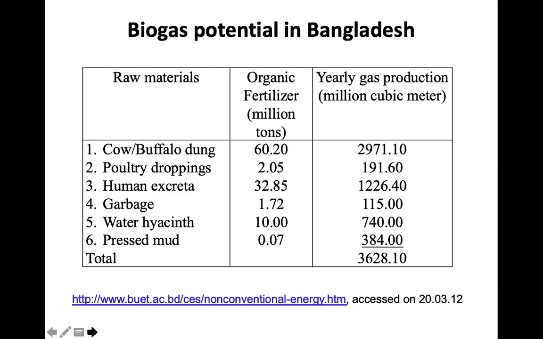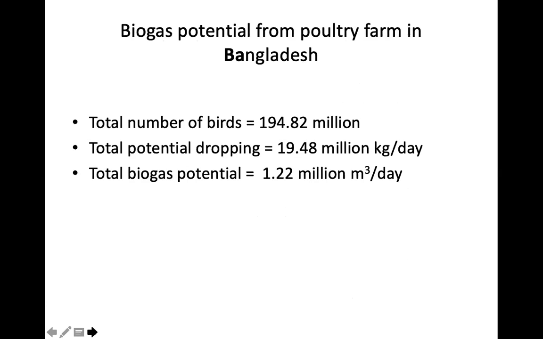Our city, for example Dhaka, is dirty because our waste disposal system is very bad. If you go from Dhaka to Dalipur, you can see it. You always get a bad smell because the roadsides are dumping places. Very bad. Biogas potential from poultry farms in Bangladesh.